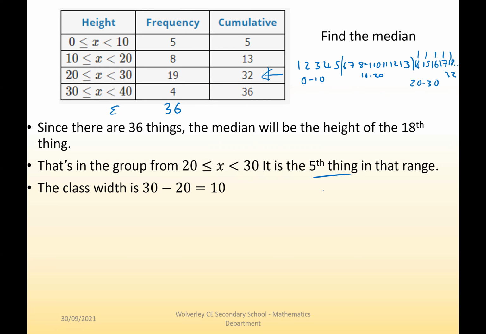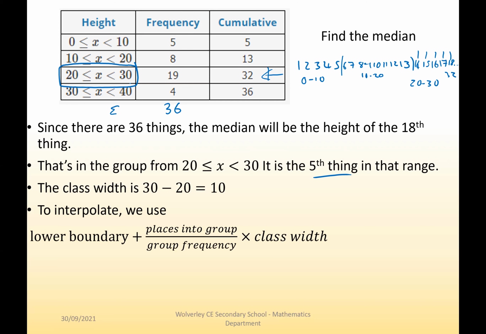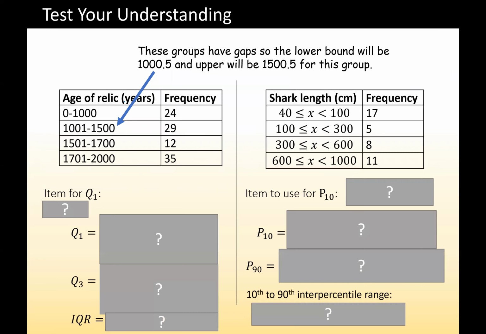The class width we also need for our formula. So we're looking at the actual range of heights that we've got in that region. We've got from 20 to 30, so 30 take away 20 is 10. And then at this point, we write down our formula and substitute it all in. So our lower boundary is 20. The number of places into the group is 5. The group frequency, of course, is 19. And the class width is 10. So type that all in, and that gives us 22.63.